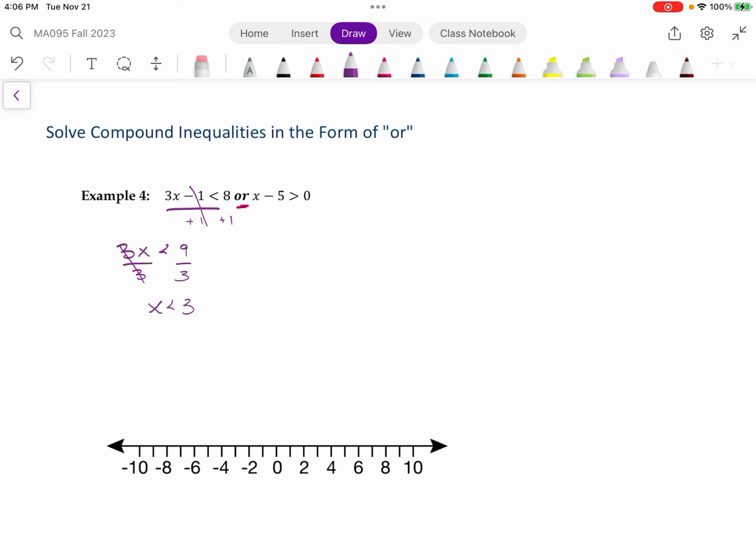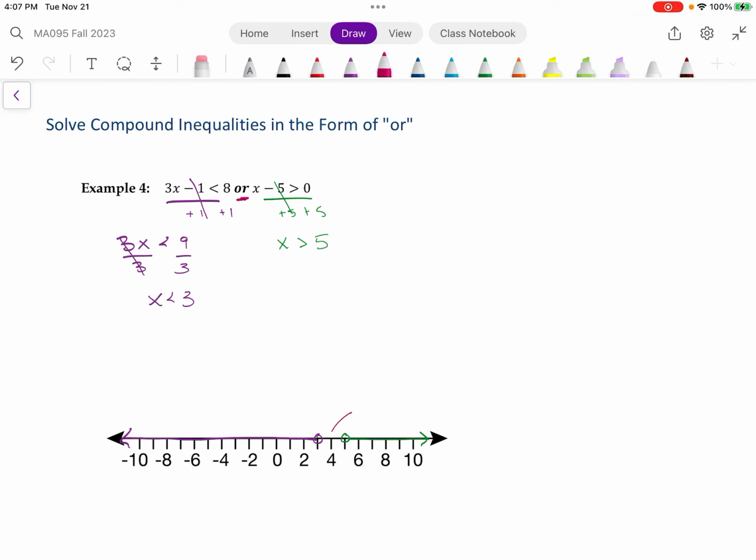All right, so think about how we're going to draw this one. So we're going to go x is less than 3, so 3 is here, open circle, and it's less than. All right, so now we're going to do the other one. So I'm going to do this one in green. Add 5 to both sides, and I get x is greater than 5. All right, so greater than 5 is open circle, and I go to the right, and the word is "or." So when there's an "or," this space in between we can think of as the union. That's "or." Okay, either one is fine.